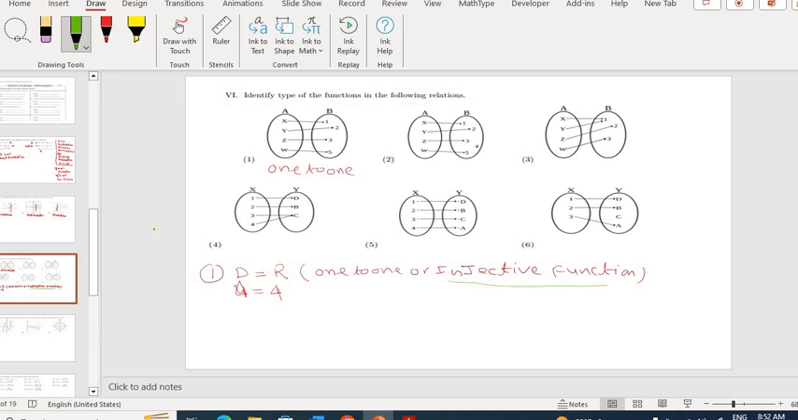Question number 2, domain 1, 2, 3, 4, range is 1, 2, 3, 4. But here, the codomain is 1, 2, 3, 4, 5. So I need to check what the type is. So see, domain is 4, range is 4. So it is one to one, or you can say injective.